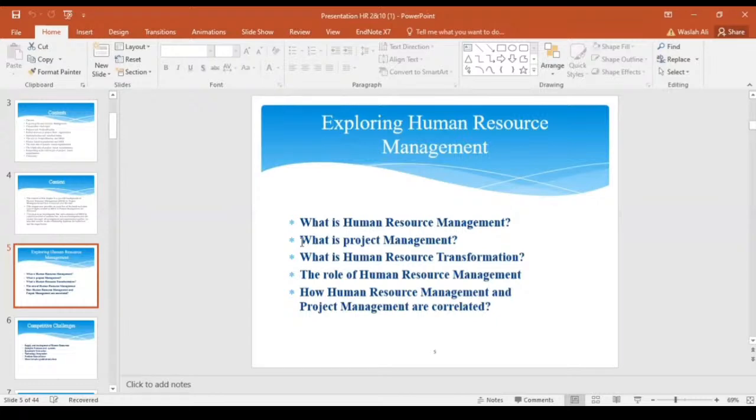So what is project management? Project management is a process of leading the work of a team to achieve goals and meet success criteria in a specific time and with allocated resources. And the other term discussed in this chapter is human resource transformation.